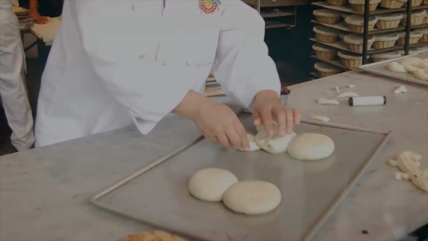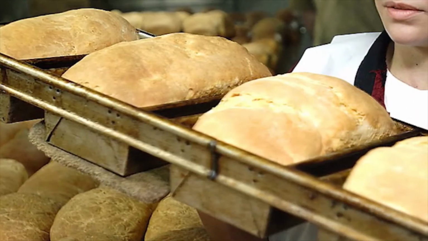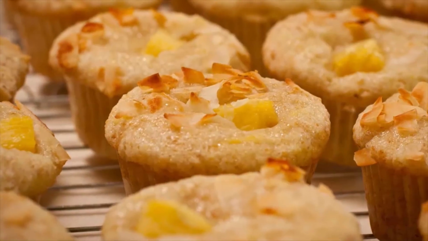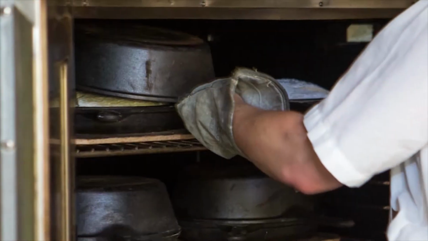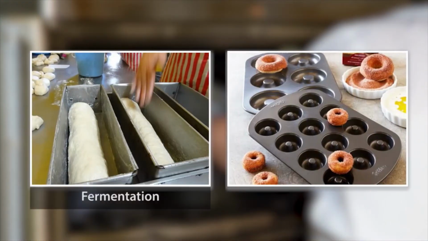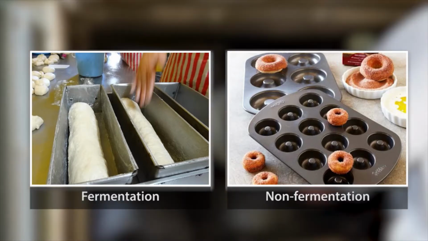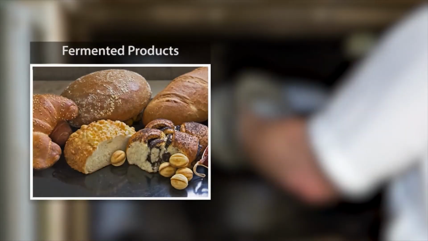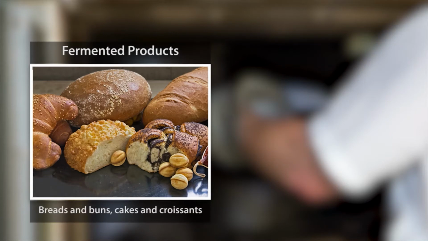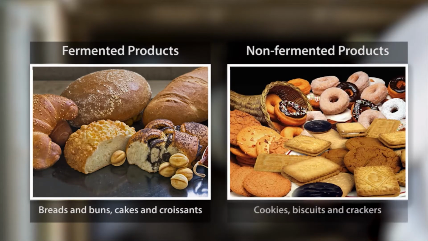Introduction to the bread and bakery industry. A bakery is an establishment that prepares baked food products. They are produced using two methods such as fermentation and non-fermentation. These products are further classified upon the process of production like under fermented products: breads and buns, cakes, croissants. Non-fermented products: cookies, biscuits, crackers.